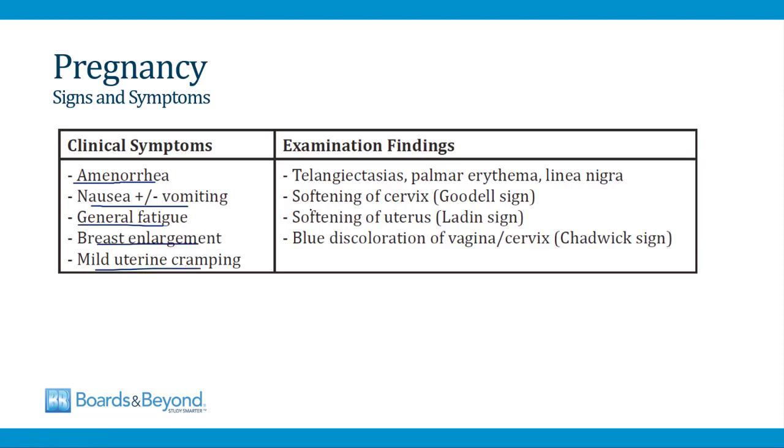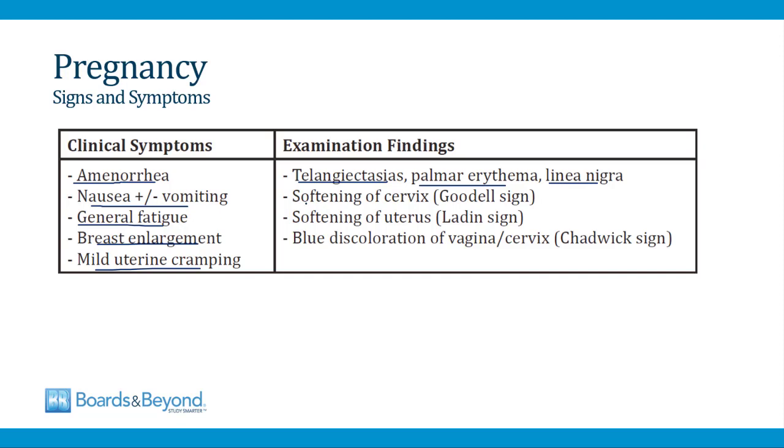On physical exam, you can see changes that are related to the fluctuating hormone levels during pregnancy. Telangiectasias are small blood vessels under the skin. Palmar erythema is reddening of the palms. And linea nigra is a line down the abdomen. I'll show you a picture of this in a minute.